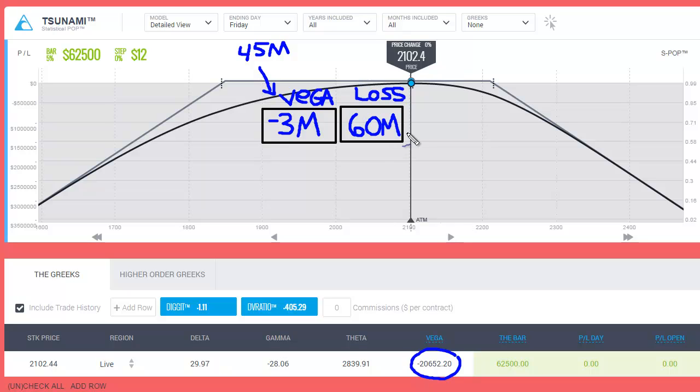And then also with the negative Vama position, this Vega position gets worse. So the losses could even get to $80, $90 million, maybe even $100 million. So we'll take a look at that.